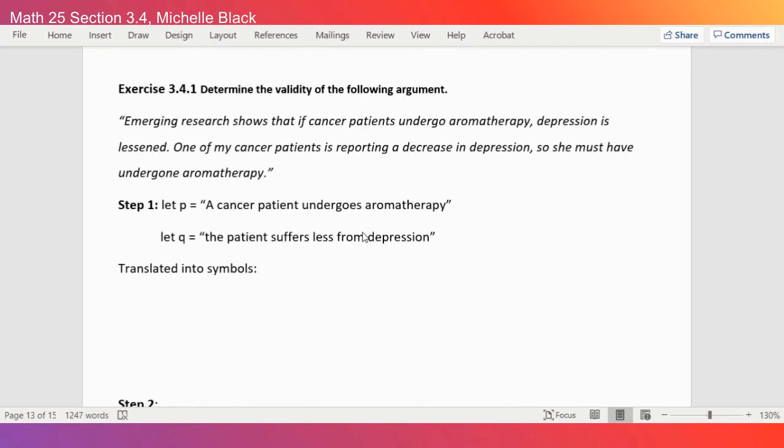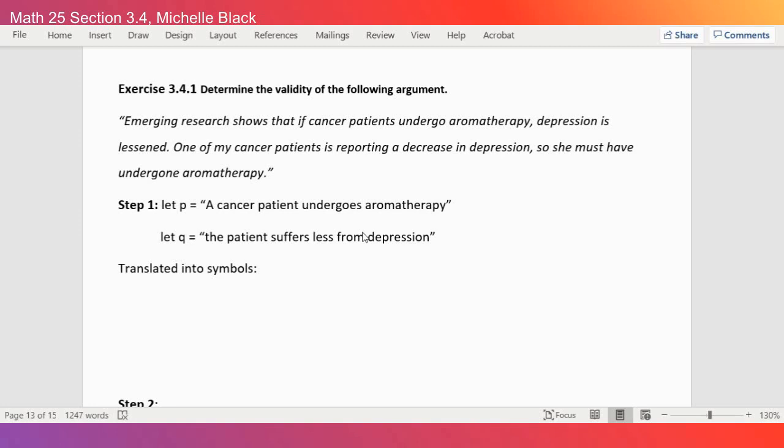All right, here's another one. So determine the validity of the following argument. Emerging research shows that if cancer patients undergo aromatherapy, depression is lessened. One of my cancer patients is reporting a decrease in depression, so she must have undergone aromatherapy.